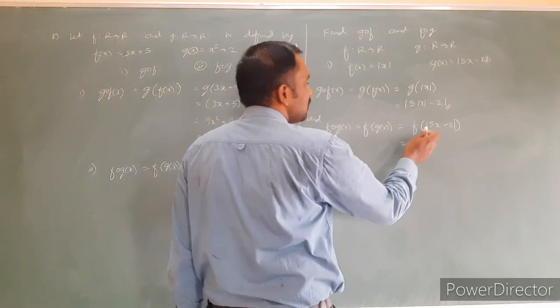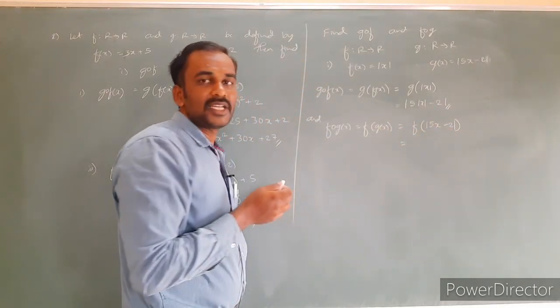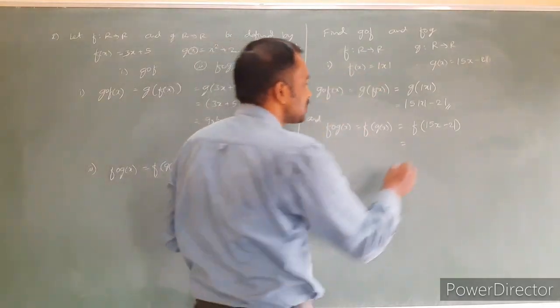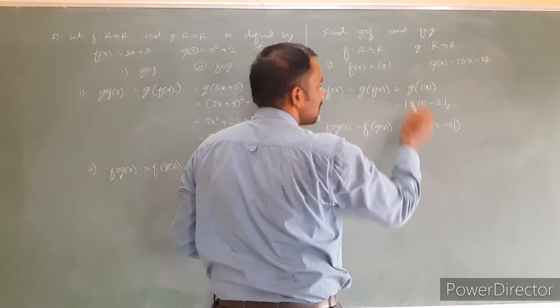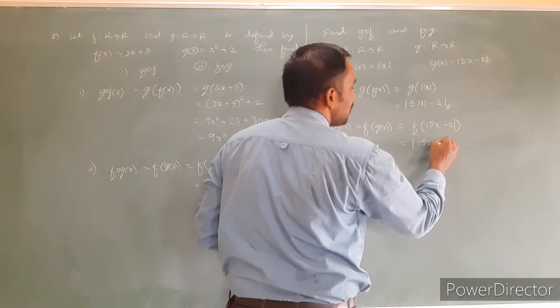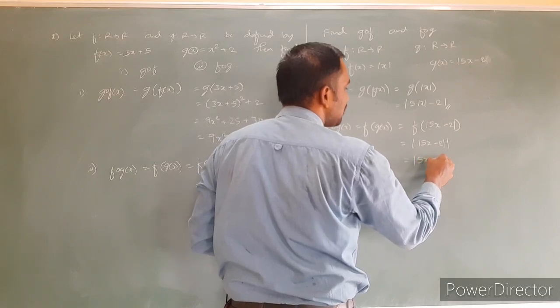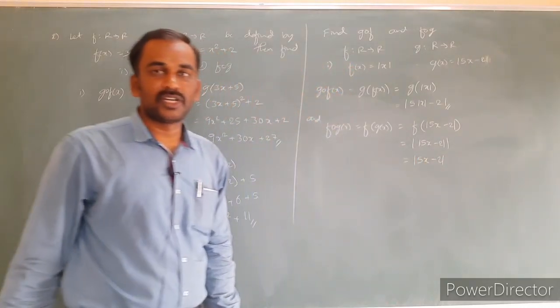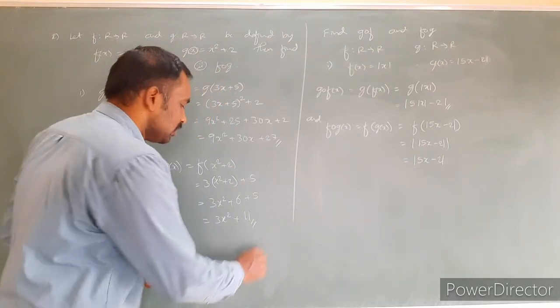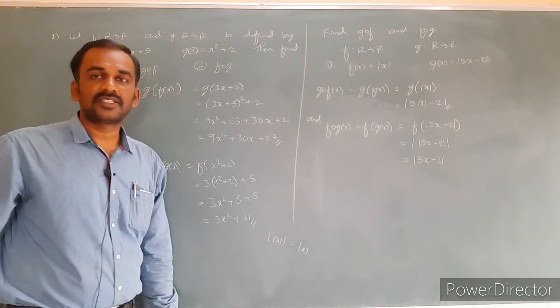Now which is of the form F of X, in place of X, what is the value? Mod of 5x minus 2. In place of X, replace it. So mod of mod of 5x minus 2. It is sufficient to write only one modulus sign, because mod of mod X is nothing but mod X.